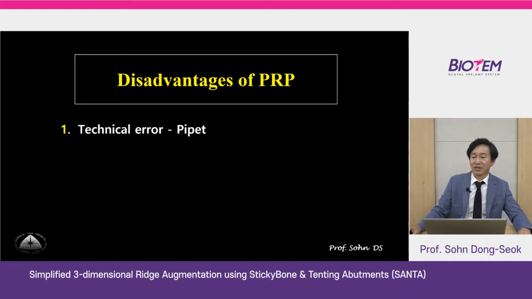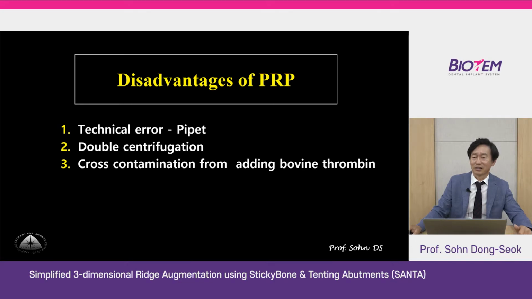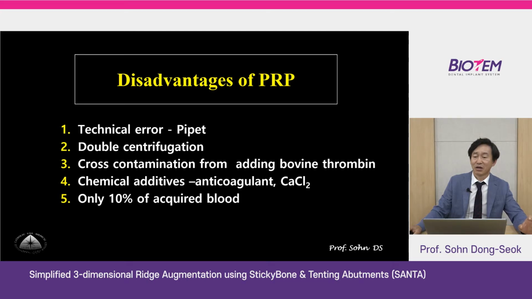PRP has some disadvantages. It is technically sensitive and technically difficult. Double centrifugation is required, so the surgery can be delayed while you prepare the PRP. You need to add bovine thrombin or calcium chloride, and there is a possible cross-contamination from bovine thrombin. So you need to add some chemical additives. Also, only 10% of the acquired blood is used.